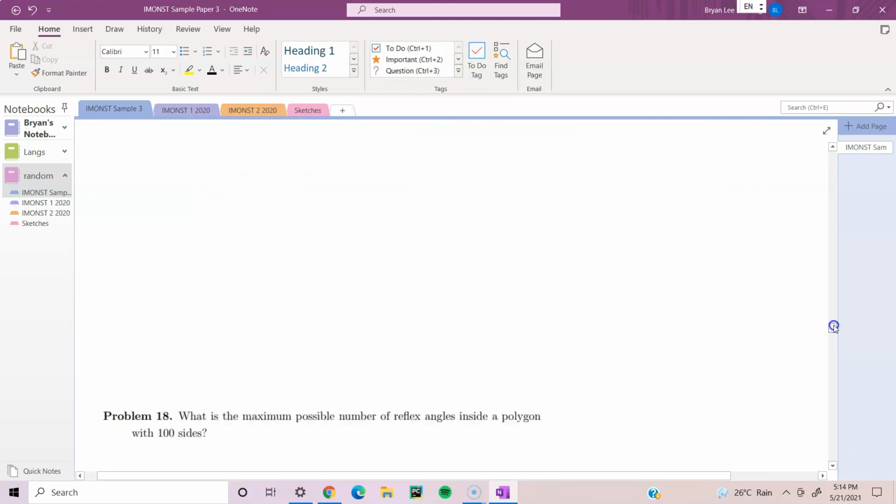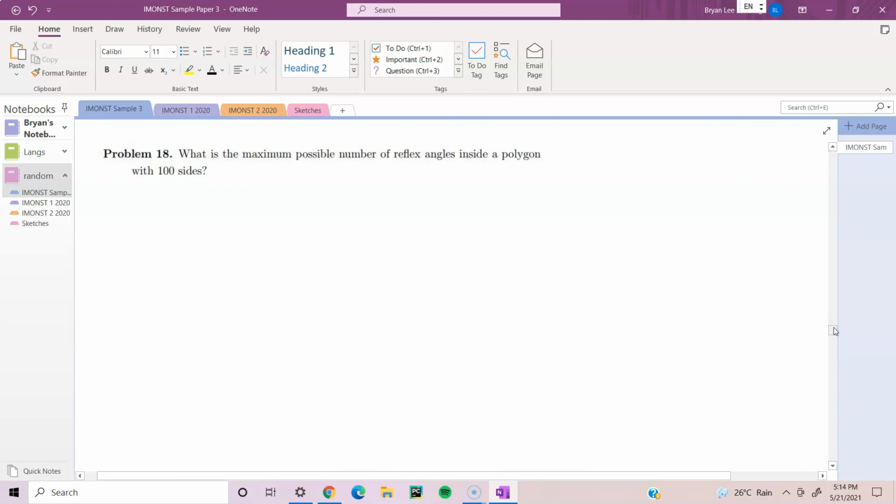Okay, now for the final question of the day, problem 18. What is the maximum possible number of reflex angles inside a polygon with 100 sides? Now, for you guys who forgot what the definition of a reflex angle is, it's an angle, so I'll just represent it by using theta, which is larger than 180 degrees but smaller than 360 degrees. So it would look something like this. This is a reflex angle, okay?